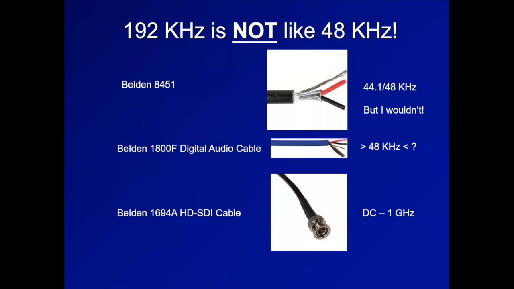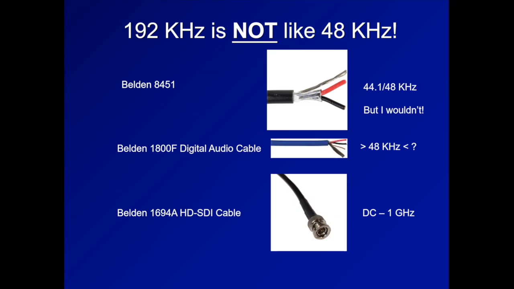So real quick, these are the styles of cables that have been used for digital audio over the eons here. Good old 8451. People cheat and used to use that all the time, which is basically an audio cable. You really shouldn't do it, but it works, but it's not a good idea. Then there's the Belden 1800F standard, which is basically a digital audio cable. It was designed to be a 110 ohm balanced shielded standard, and it's digital audio cable. That's what I'll say about it.